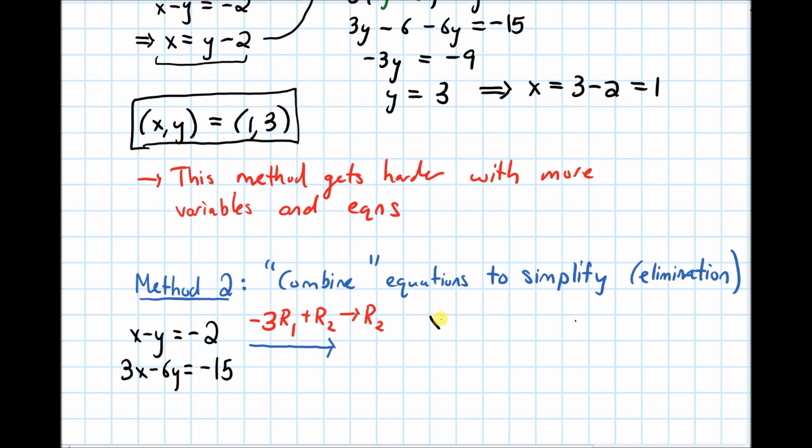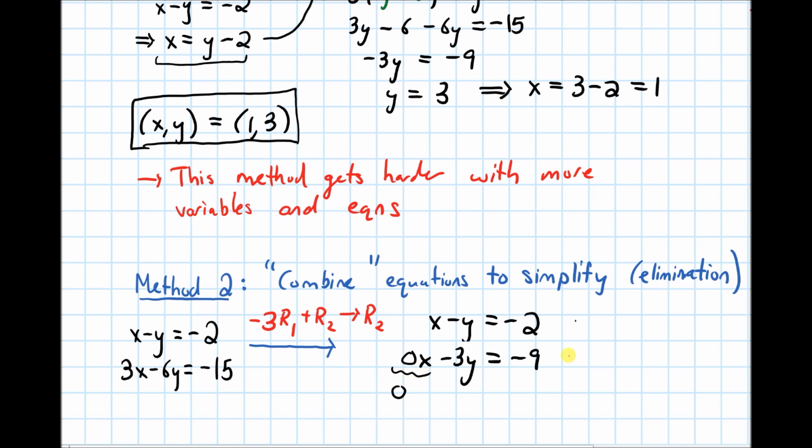Okay, so I'll still have the first equation, x minus y equals -2. But if I multiply the first equation by -3, and I add it to the second equation, what I'll get is 0x. So if I multiply this -y by -3, I'll get positive 3y, and positive 3y added to -6y, well, that's -3y. And then if I multiply the -2 by -3, I get positive 6, and positive 6 added to -15, well, that's -9. Okay, so I've eliminated the variable x in this second equation because 0x is just 0.